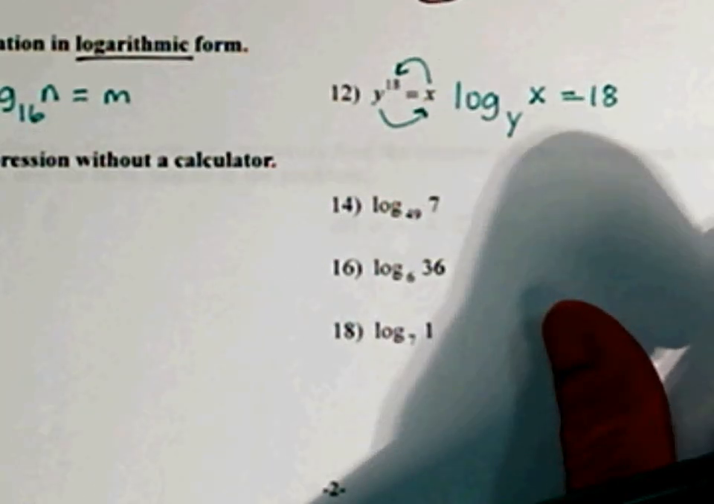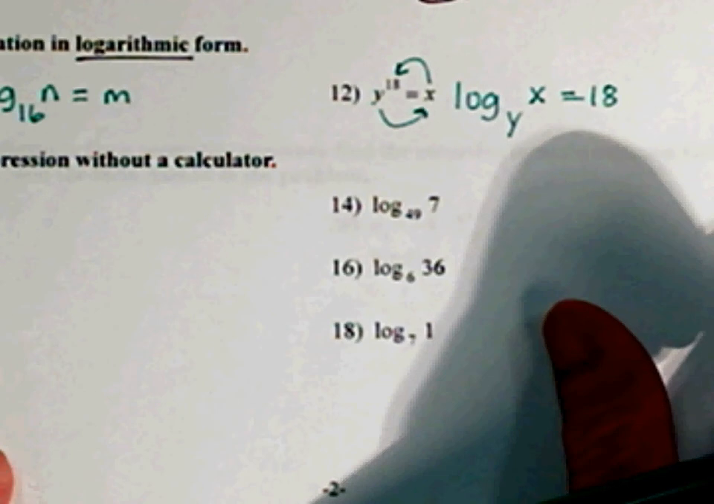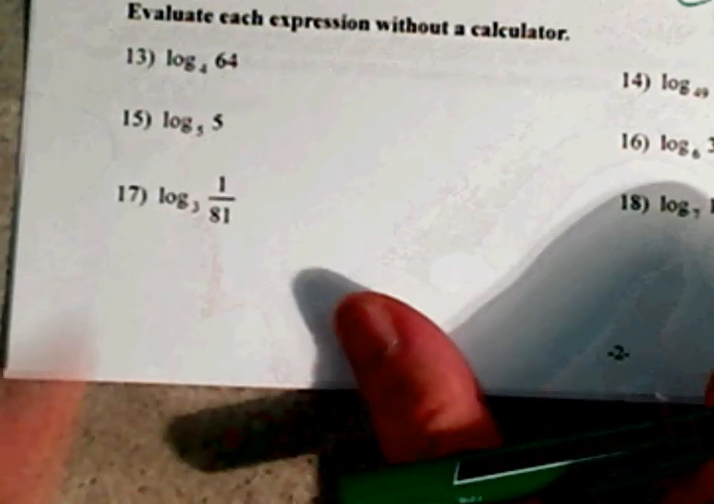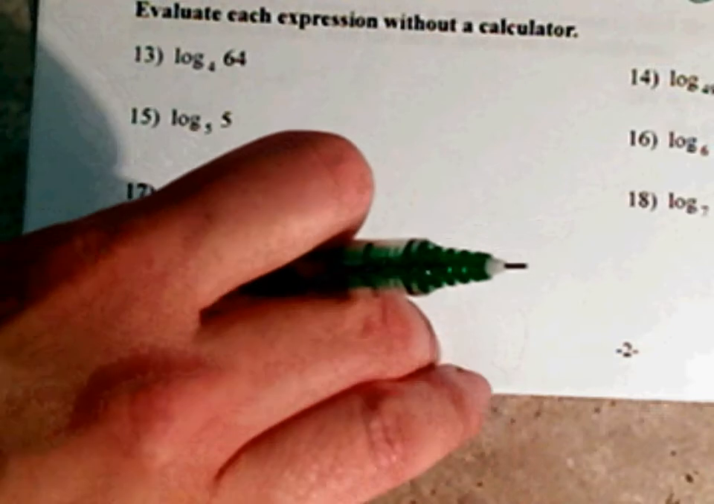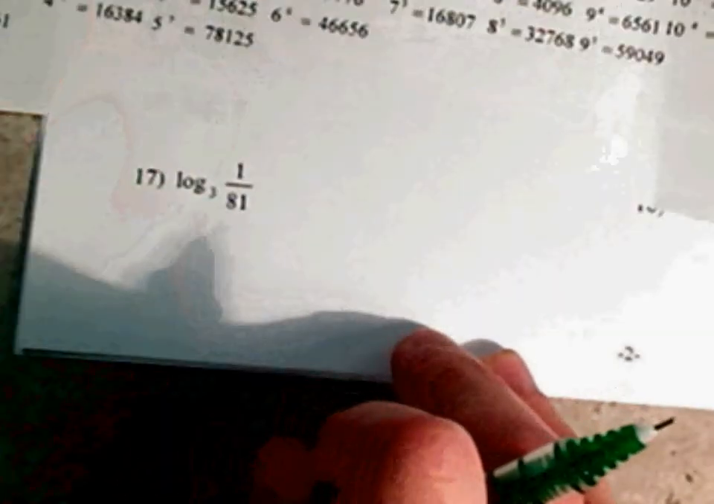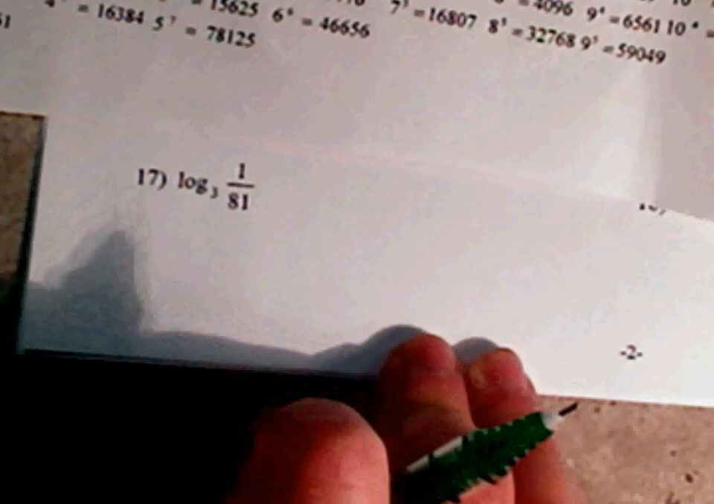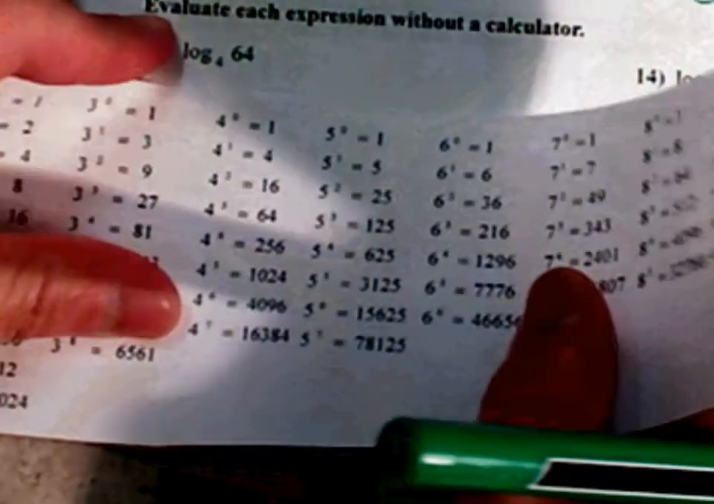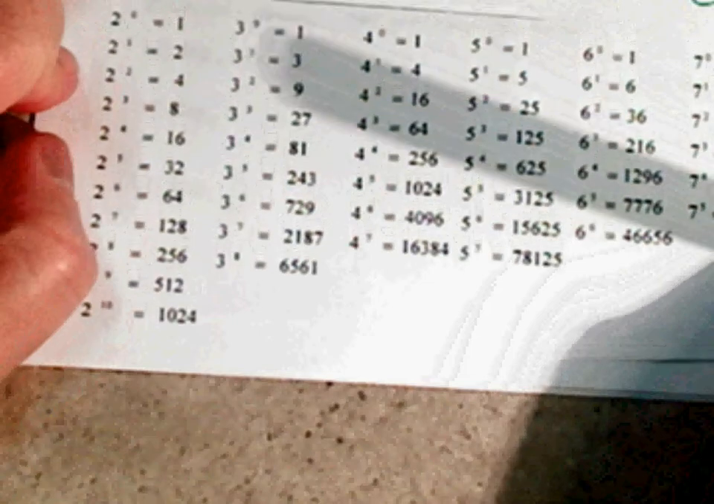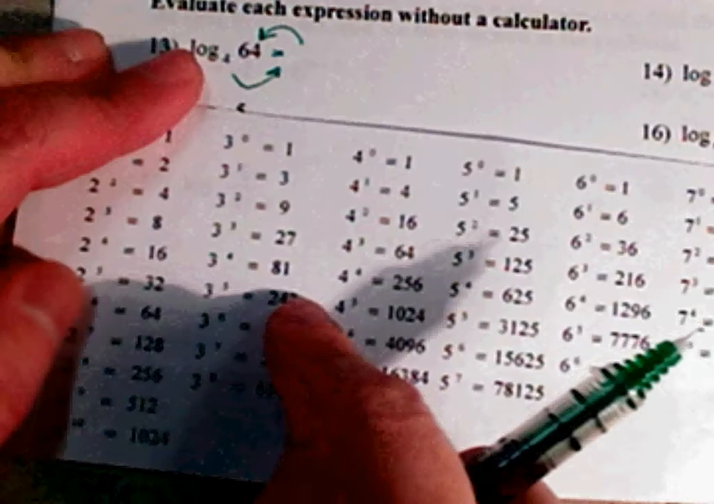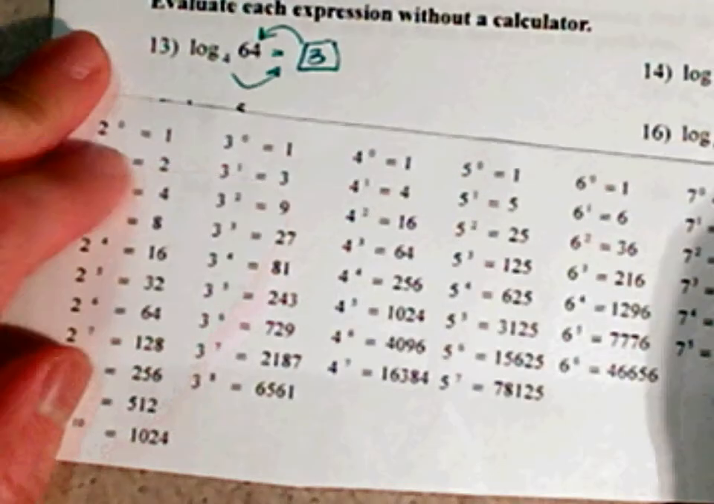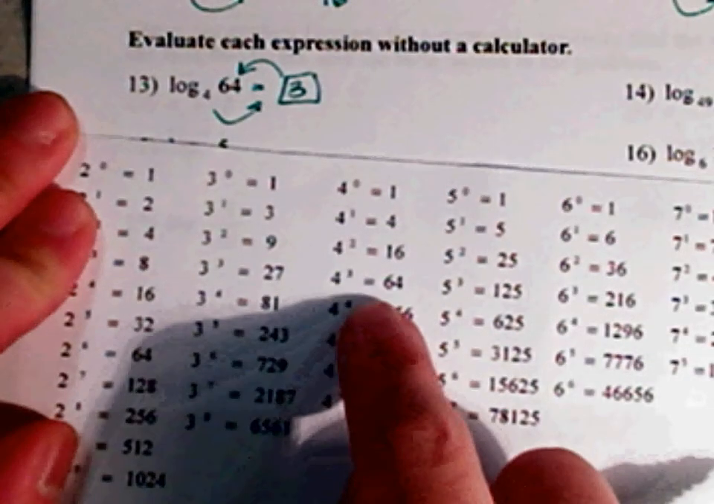Number 13, it says evaluate without a calculator. That will be probably 2 parts to your test. One will have a calculator, the other one will not. You're going to need this sheet to help you, and you're going to get to use this sheet. Okay, 4 to what power is equal to 64? 4 to the third. Everyone see that right there? See how 4 to the third is equal to 64?